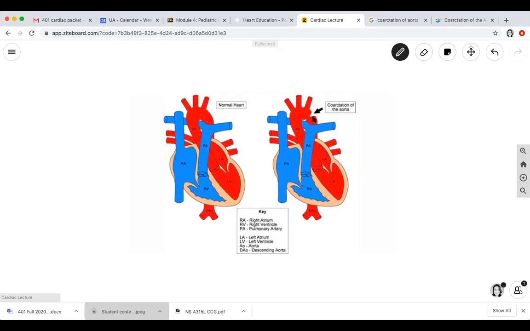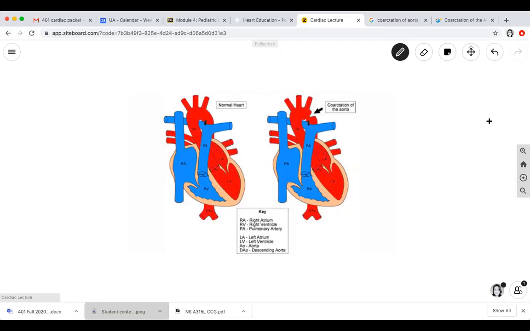Basically, it's like a narrowed area of the aorta. Sometimes it can be very mild and sometimes it can be very severe. It just depends on the defect itself. And again, if we were to have a PDA, it would be between the pulmonary artery and the aorta here. So I'm just going to draw that so that we remember it's there.